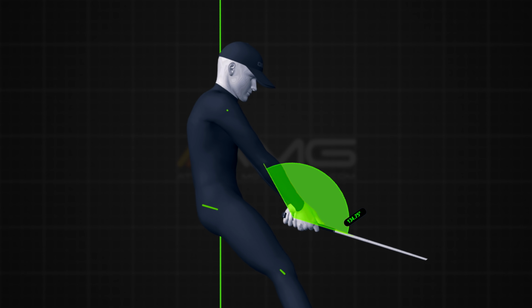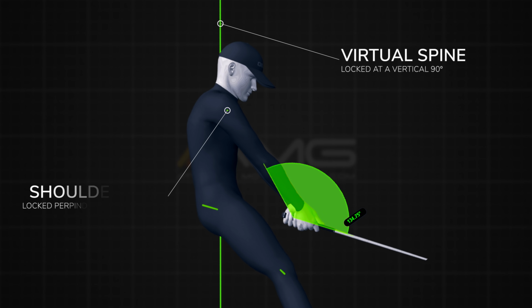And we did a more in-depth video on this part of the swing, so you can check that out if you want to see how these numbers are kind of compiled. But what you're looking at is we've got his vertical spine locked at dead vertical. So that's that 90-degree vertical spine. Then we're looking straight down his shoulder line, this green rod, straight down that rod, so we can see the same perspective of his right arm bend.